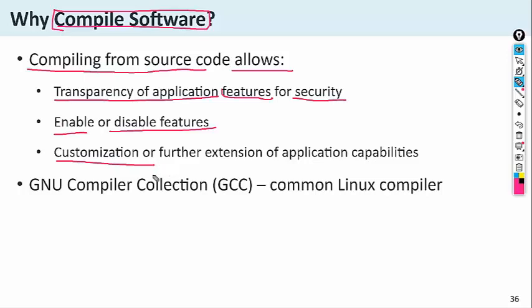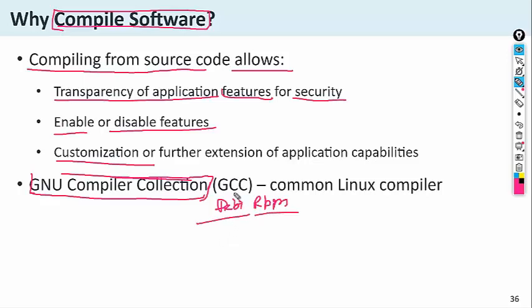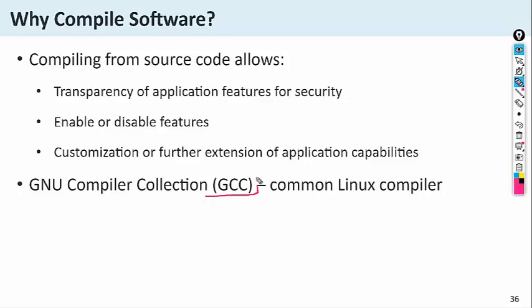So how can you compile? There is GCC, the GNU Compiler Collection. This is the common Linux compiler which exists on Debian as well as on RPM based systems. On Debian or RPM, if GCC does not exist, you can install it by using the apt command: apt install gcc. So first you will have to install this package. Later on you can use this package for compiling.